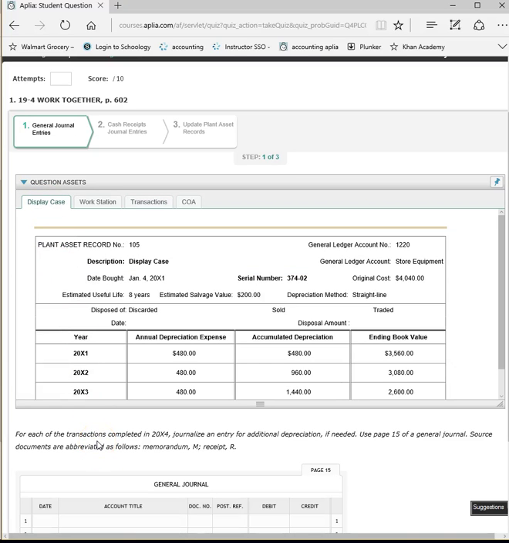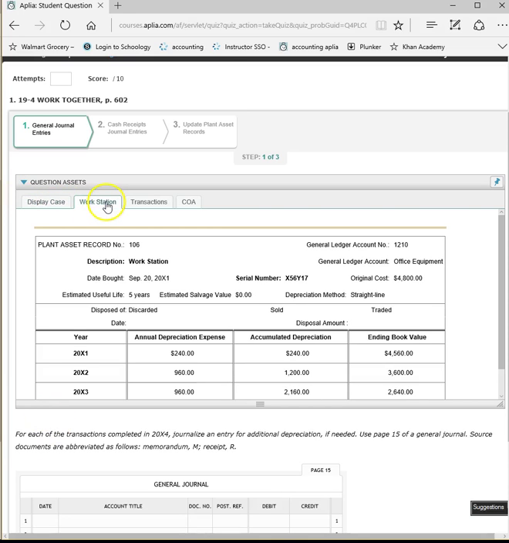Okay, Work Together 19.4. I've got 3 parts to the problem. The instructions say, for each of the transactions completed in 2014, journalize an entry for additional depreciation if needed. Use page 15 of the general journal. Source documents are abbreviated as follows.